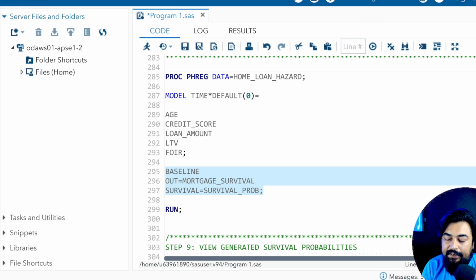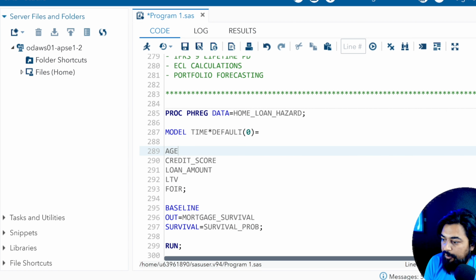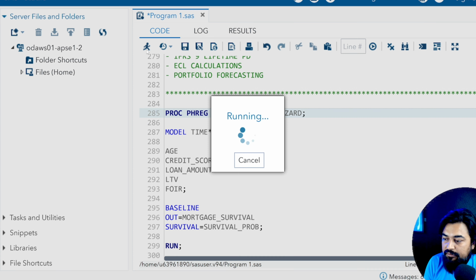This is a statement to create a brand new data set. The name would be mortgage survival. And what does this data set contain? It contains model generated survival probability, and the output will have the survival probabilities, month, and several other columns, obviously. So then let's try to run this, and then I will tell you how to interpret this. Now let's run the whole code. I'm now selecting it, just click on run.